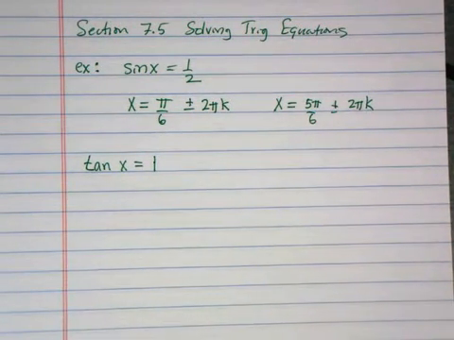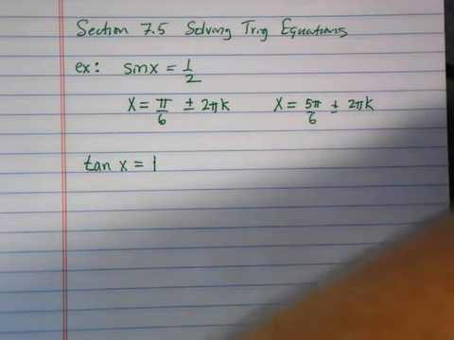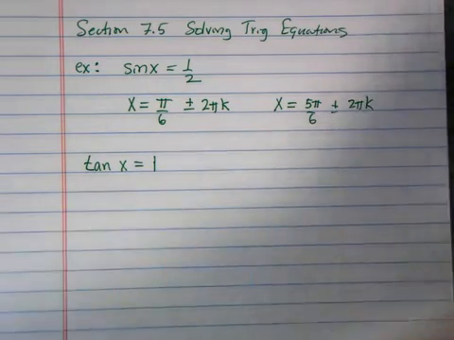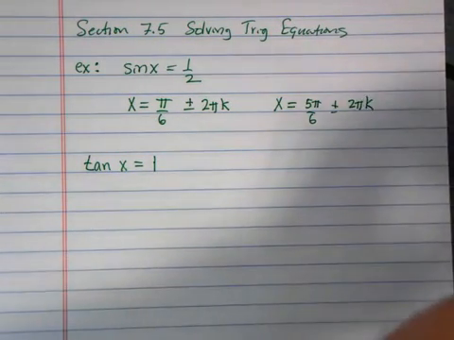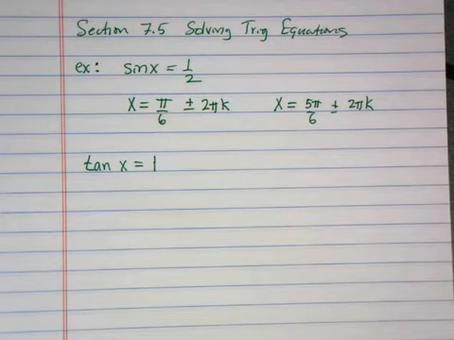Let's go to the computer and draw a graph. Tangent of x equals 1. Once again, how many answers are there? There is an infinite number of correct answers. What's the first one? Pi over 4. You look on your chart, tangent of pi over 4 is 1. So here's the first answer. This is pi over 4.